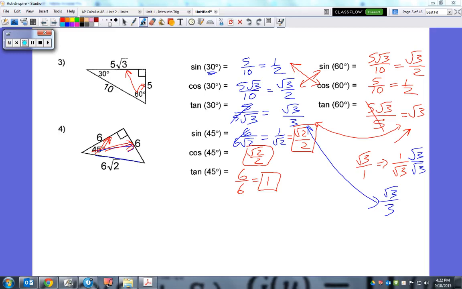We will use all of these a lot. We're going to be able to find them really quickly when we start studying the unit circle here very soon.